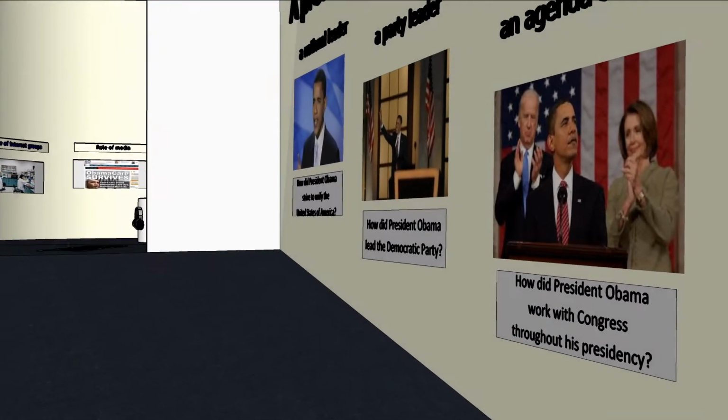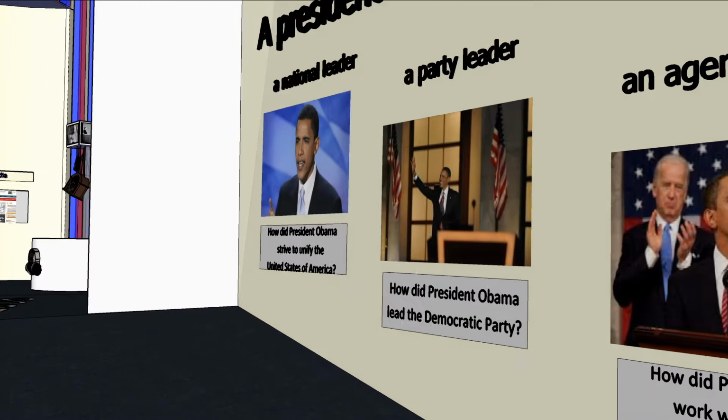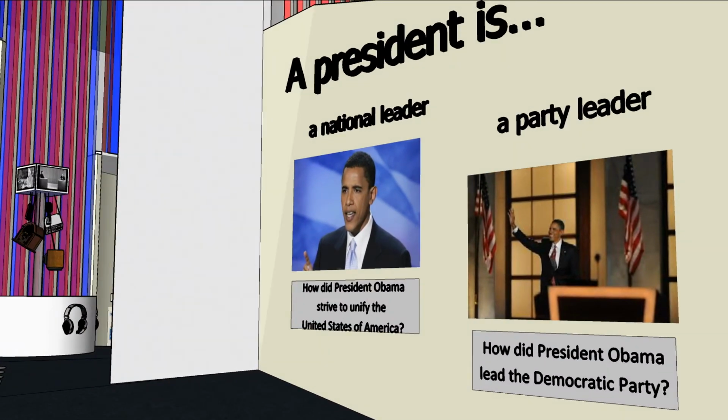The visitor enters the exhibit through a wide hallway where they will be introduced to the four roles of the president by seeing the words, "A president is a national leader, a party leader, an agenda setter, and a public personality." Under each of these roles will be a video displaying an Obama speech which typifies that role, accompanied by questions to help guide the visitor through the rest of the exhibit.